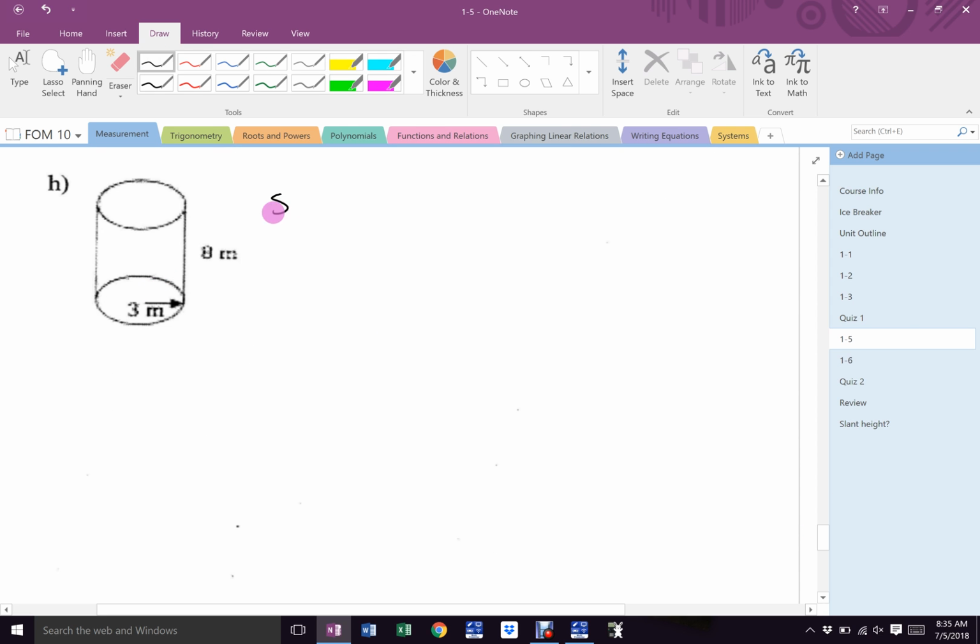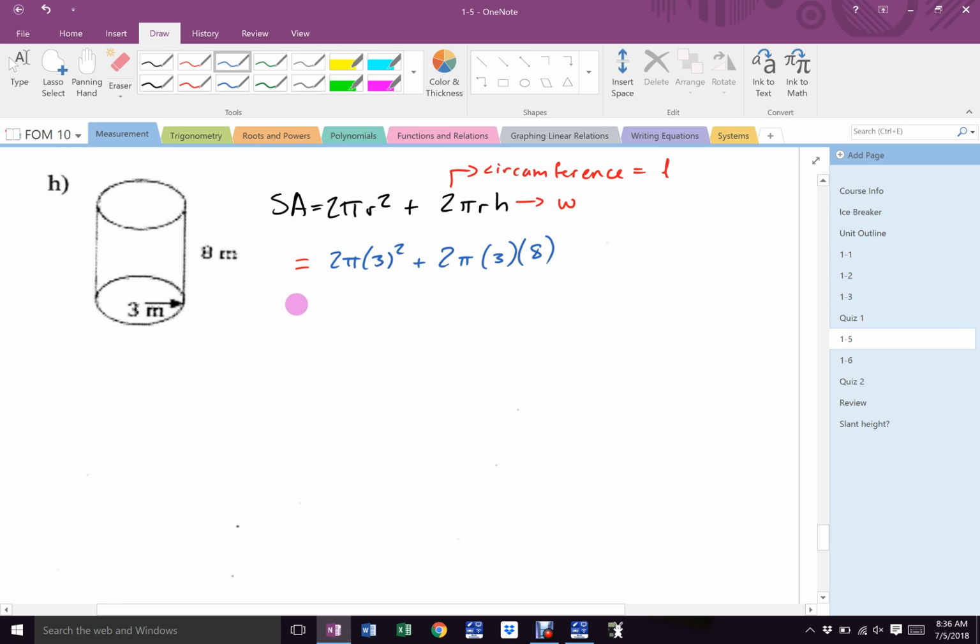Surface area of a cylinder. We remember that it is 2 pi r squared. Why? Because there's 2 circles. Plus 2 pi r h. 2 pi r is the circumference, which equals the length of the rectangle. h is the width of the rectangle. So then all we do is fill it in. 2 pi 3 squared plus 2 pi 3 times 8. 3 squared is 9, times 2 is 18 pi, plus 3 times 8 is 24, times 2 is 48 pi. And the answer is 66 pi.